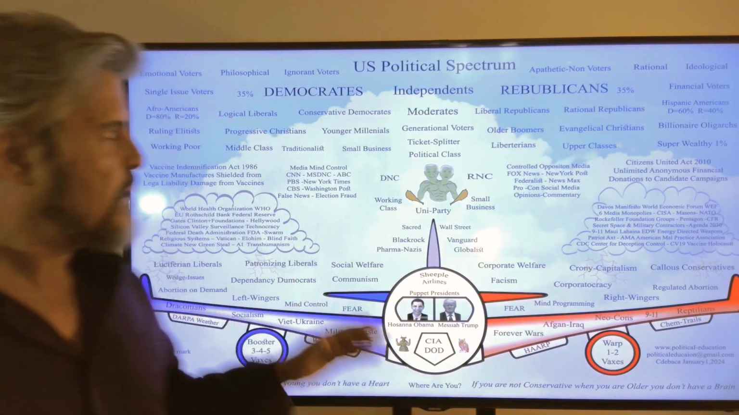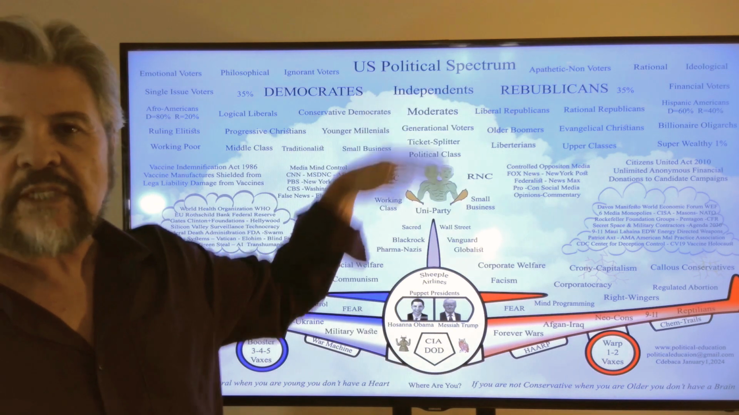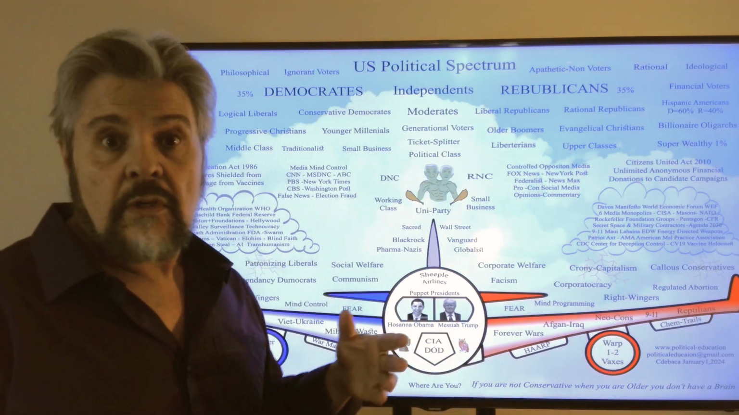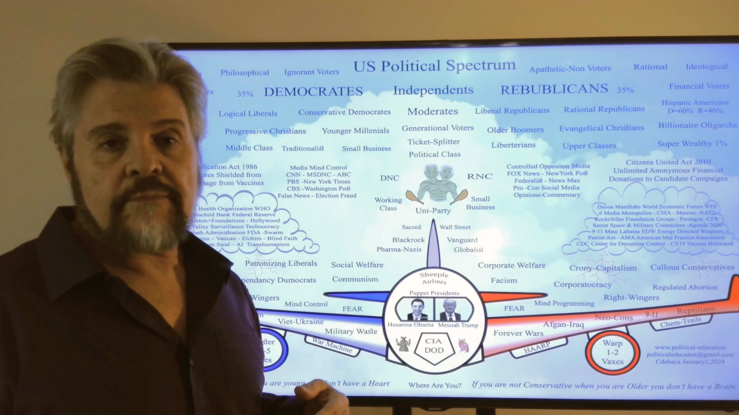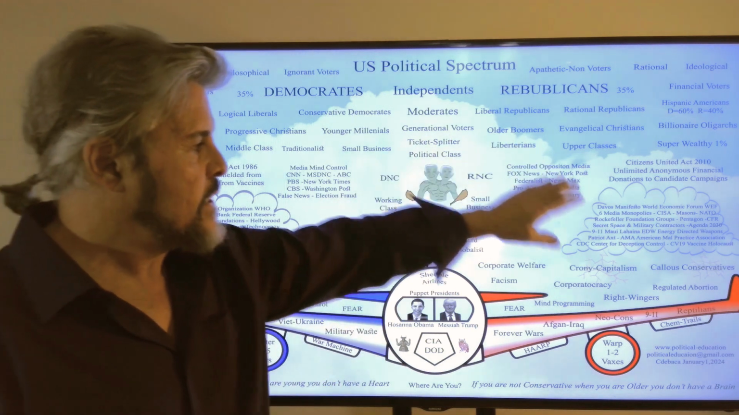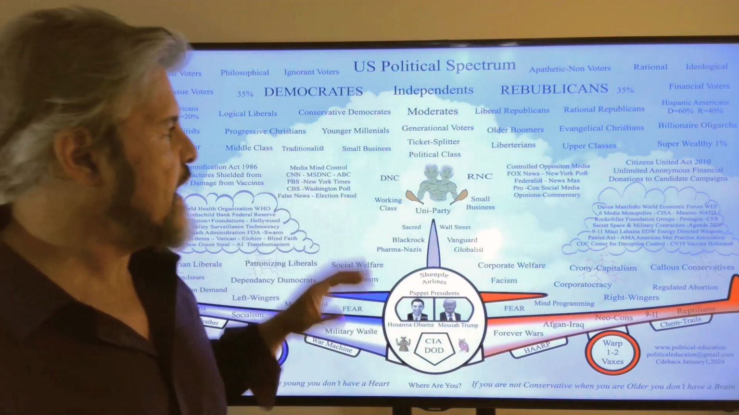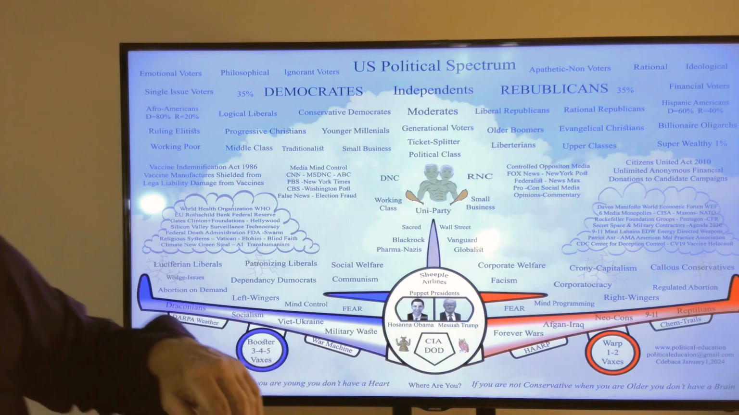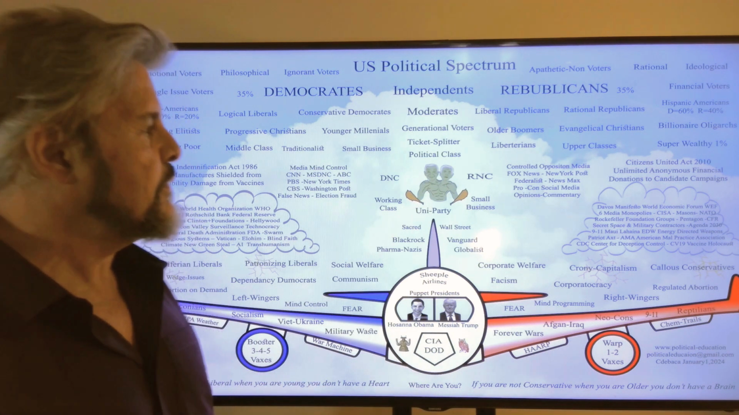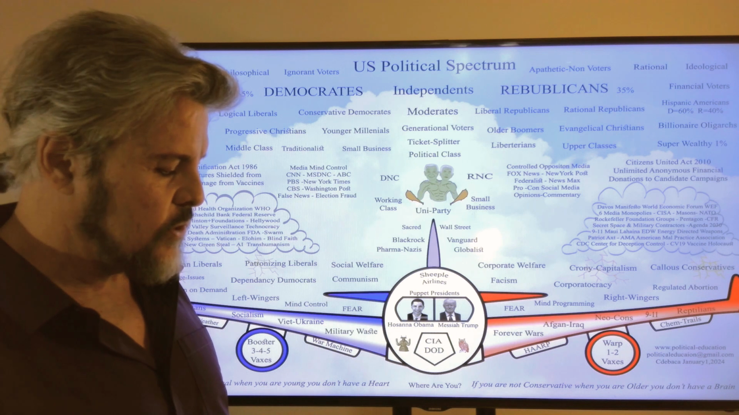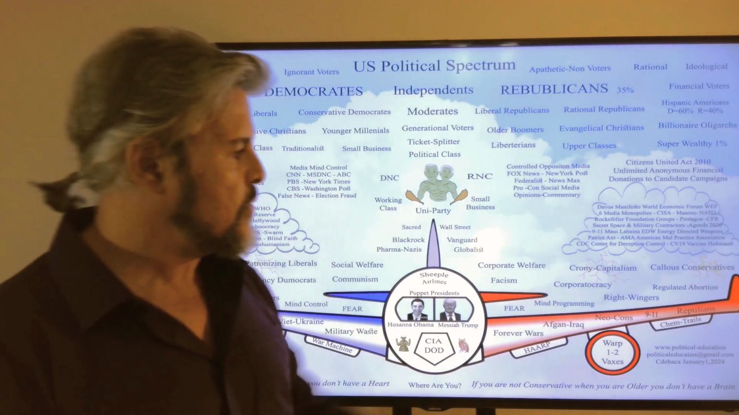Today, we're going to talk about the political spectrum, the U.S. political spectrum, and/or the political spectrum worldwide. Now, what we have designed is this poster, this graphic here, which basically gives you the playing field of these complex political social issues.